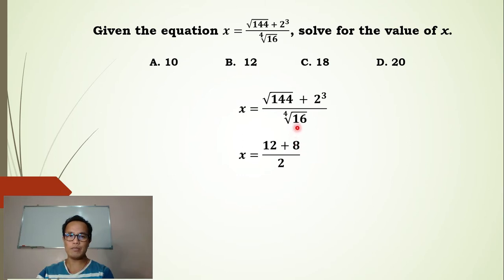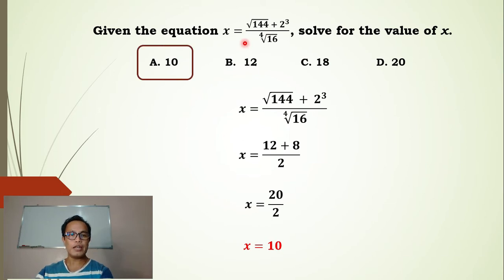That is 8. Then the fourth root of 16 is 2, because when we multiply 2 four times, that would give us 16. That means 2 times 2 times 2 times 2, that is 16. So the fourth root of 16 is 2. Then we simplify. 12 plus 8 is 20. Then 20 divided by 2 is 10. So therefore, x is equal to 10. So our correct answer is letter A.